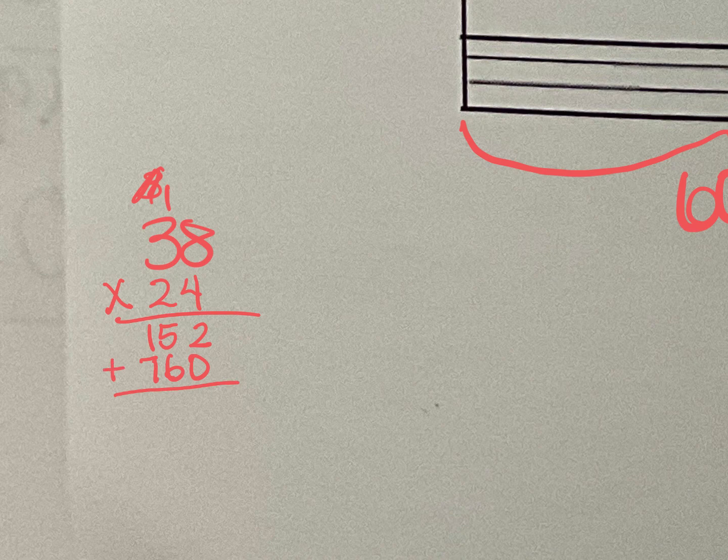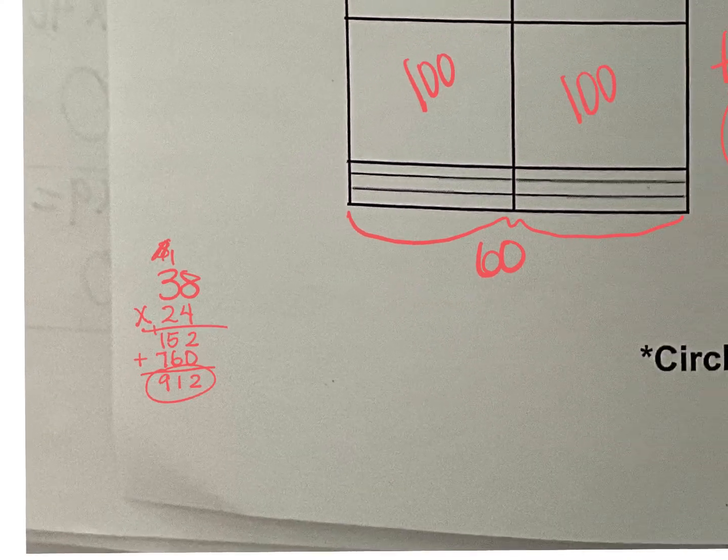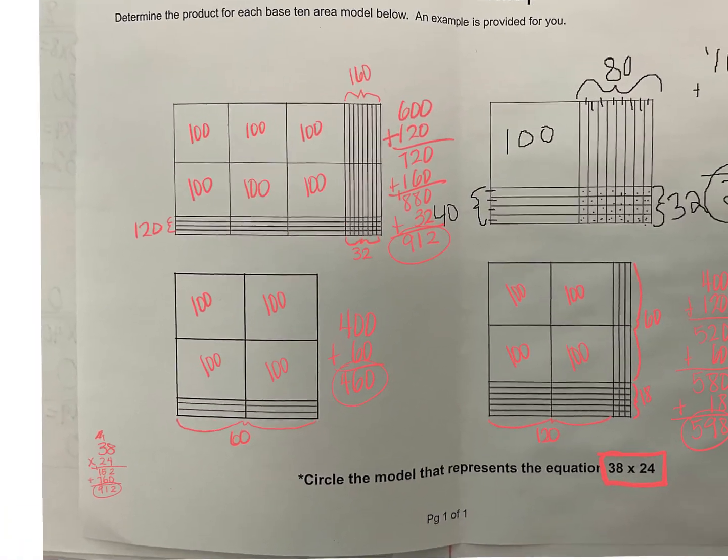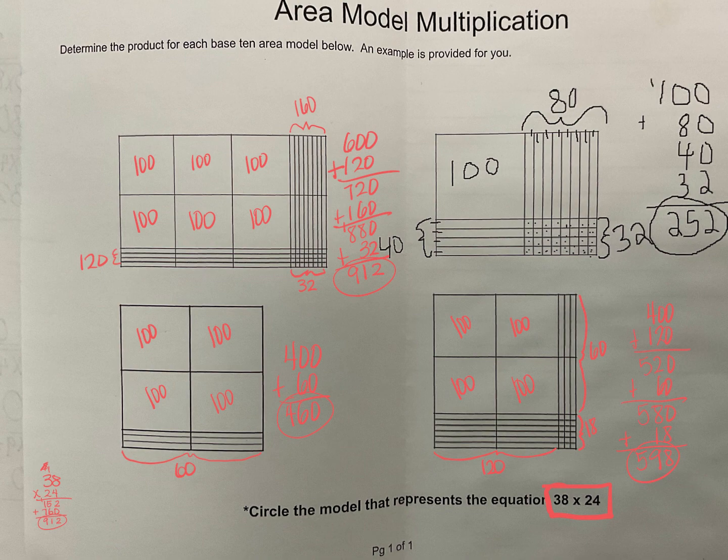Then we add those 2 together. We have 2. 5 plus 6 is 11. Carry that 1. 7, 8, 912. Which one represents the equation 38 times 24? Which one is 912? The very top one in the left-hand corner. So we're going to circle that one. That one shows you. All right, guys, good job.